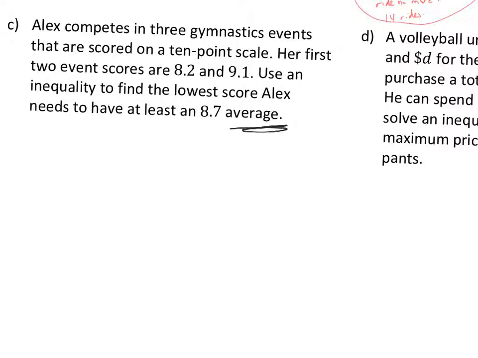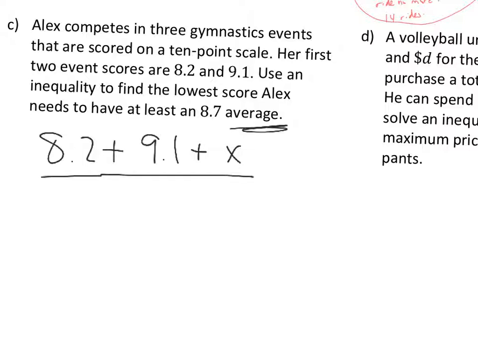So 8.2 plus, second score was a 9.1, plus, oh, we need to find that third score, so I'll make that x. And to find the average, you would divide those 1, 2, 3 scores by the number that there are. And he needs to find it to get at least an 8.7. So he wants to score an 8.7 or more. So this number needs to be greater than or equal to 8.7.